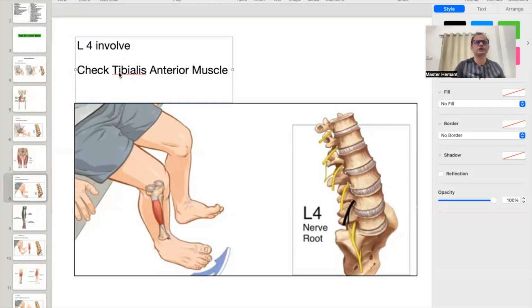So we are checking the tibialis anterior muscle, right? So we can see there are multiple nerves coming out, and there's a lumbar 4 nerve root.